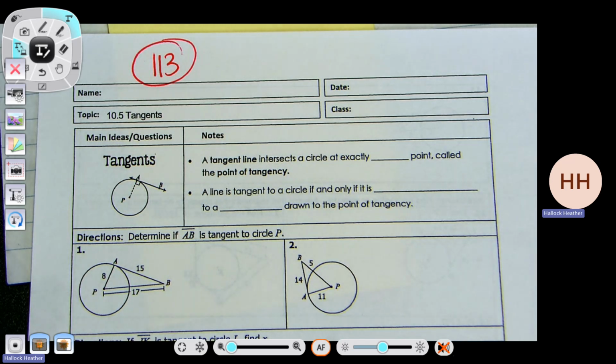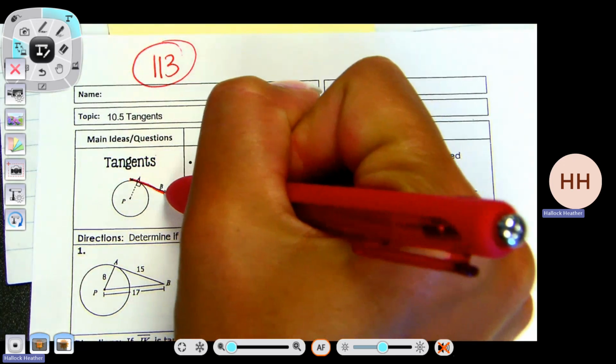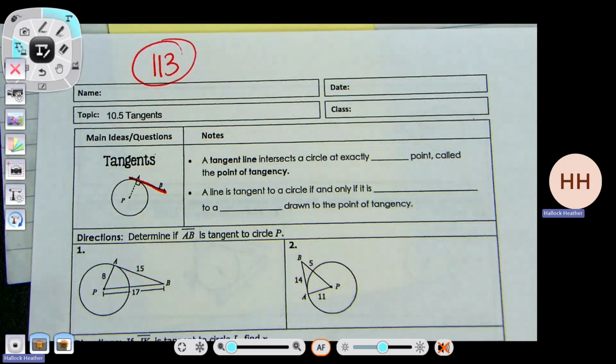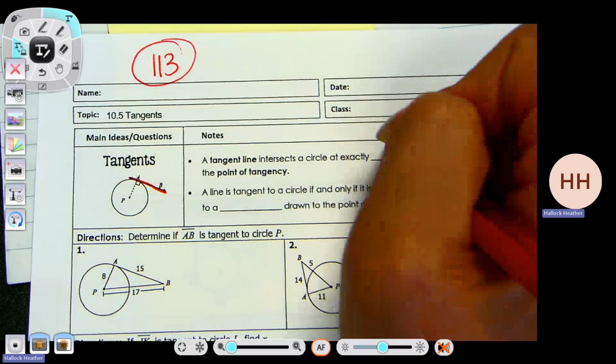Now, the only way to touch a circle in one spot is for it to be on the outside of the circle. Because if I was a line and I went through a circle, here's my circle, it's going to touch in two places because it's going to come in and then it's going to go out. So a tangent line is on the outside of the circle. That's my tangent line. So a tangent line intersects a circle at exactly one point.